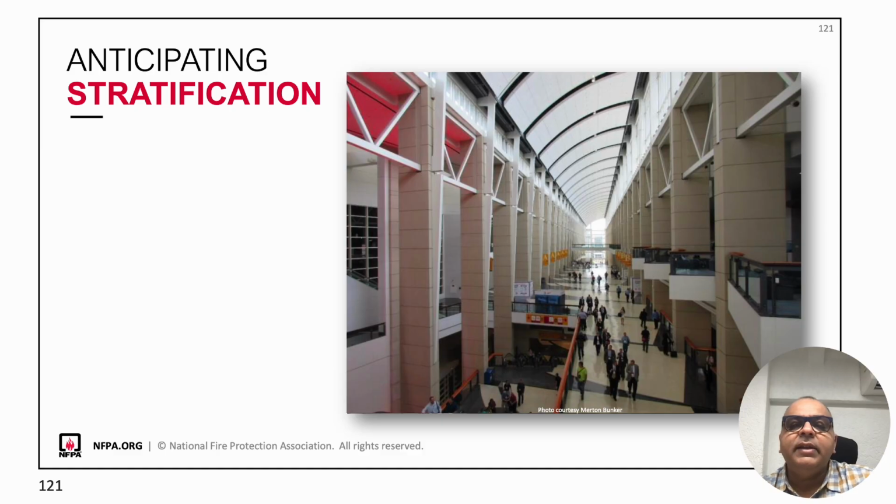Large atriums like this are perfect examples of where stratification will occur, so detection must be designed for vertical smoke behavior, not just for ceiling height.